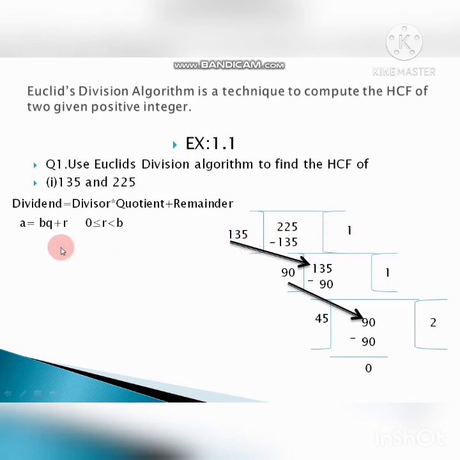Dividend, what is the dividend? A, 225, is equals to B into Q. So that is 135 into 1, divisor into quotient, plus remainder. What is the remainder of the first step? That is 90. First step completed. Now second step. When we go for the second step, A is equals to BQ plus R. Again A, that is dividend, 135 is equals to BQ, divisor into quotient, plus remainder. What is the remainder? R is 45.